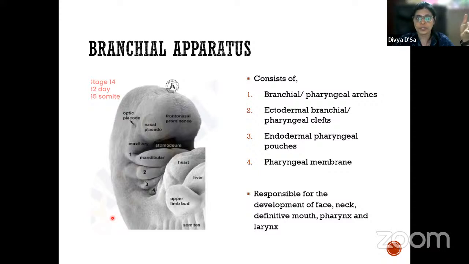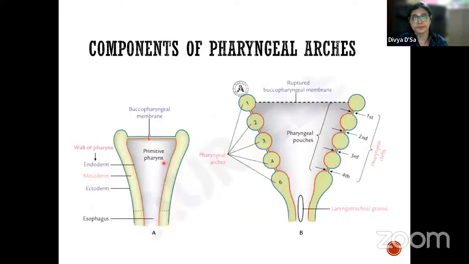So why is this essential? Why should this apparatus be formed? Because it is very essential for the development of the face, neck, definitive mouth, pharynx, and the larynx. So all these structures are derived. All the structures basically around the face as well as in the neck region are developed from this branchial apparatus. So that is why the development of it is very important.